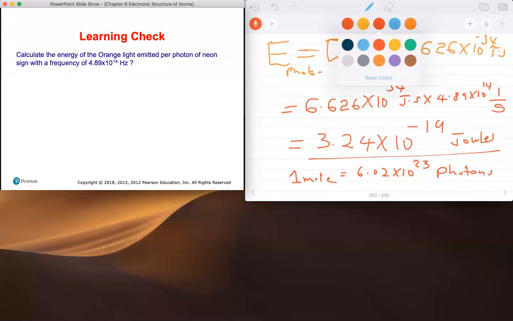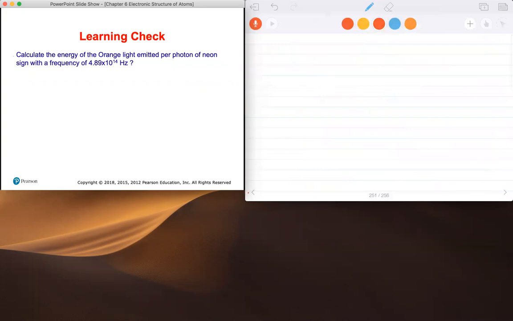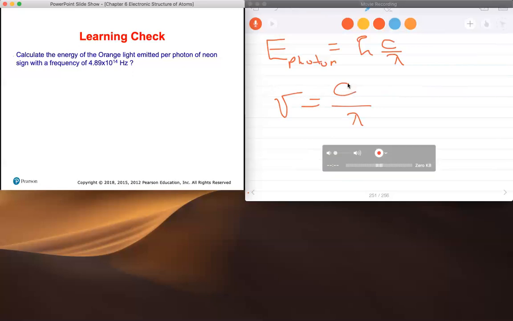I want to break down this equation further, because some values may be given and you are expected to know others. Remember, this is also true: energy equals Planck's constant times the speed of light over the wavelength. That is also true because frequency is the speed of light over wavelength. In this case, you may be given the wavelength and you are expected to know what this stands for. This is the speed of light.